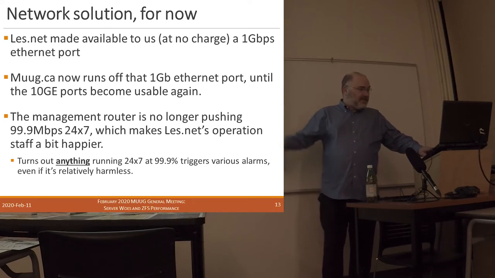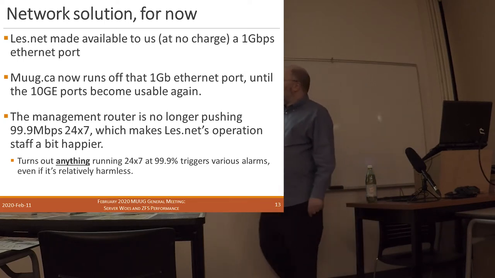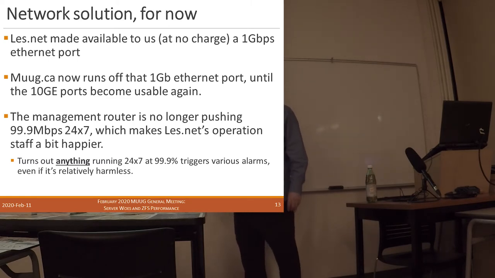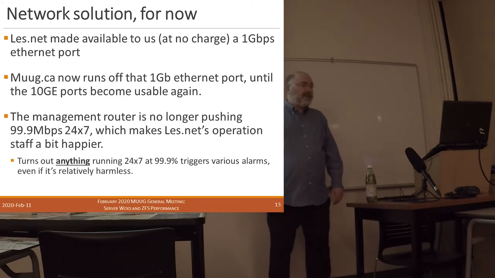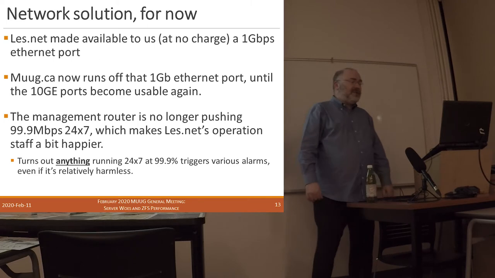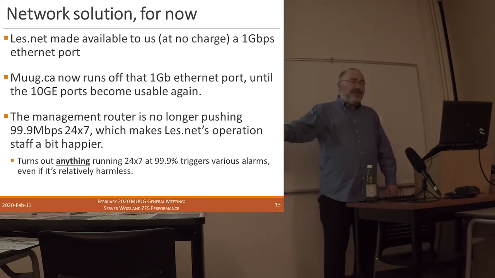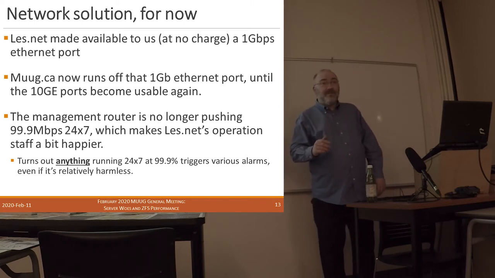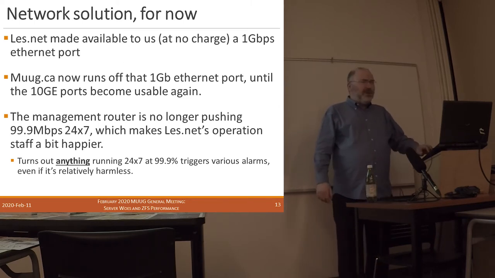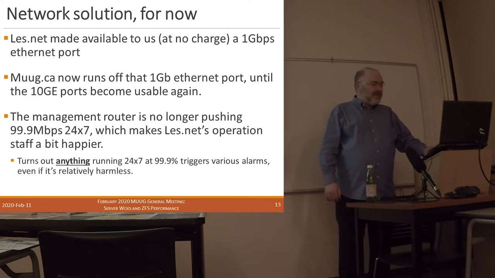So this is what I just said. The big deal was, it turns out that they were getting bombarded with alerts because that port was running at like 99 point something percent utilization 24/7. On a 100 meg port, we were moving over a terabyte every day, which is impressive. 2.8 terabytes a day, I think, is pretty much the theoretical number. Can't remember.